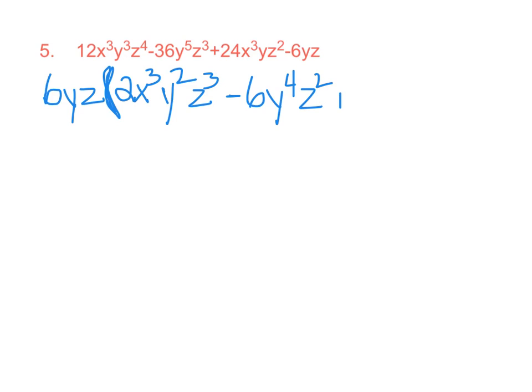Then I have plus 4x cubed. There's no x's in common, so we just drop that down. And then when I take out a y, the y will cancel out and become 1. And if I take out a z, I still have a z left. Now be careful here at the end. If I divide this -6yz by 6yz, I am left with -1. And there's your answer.